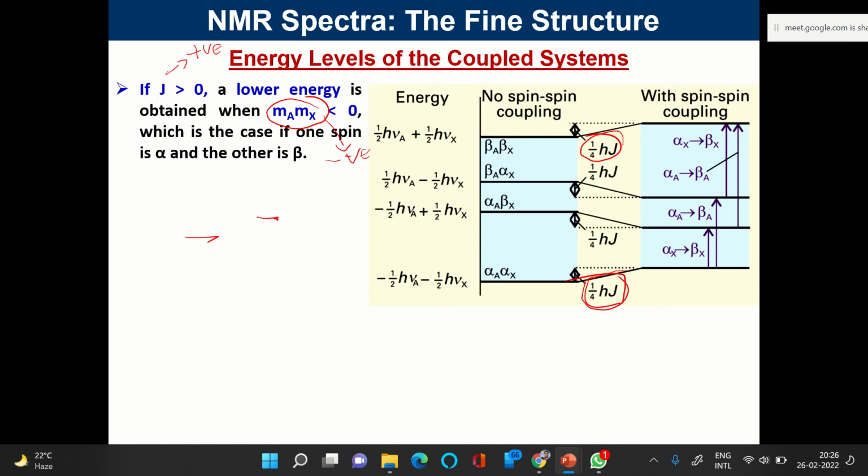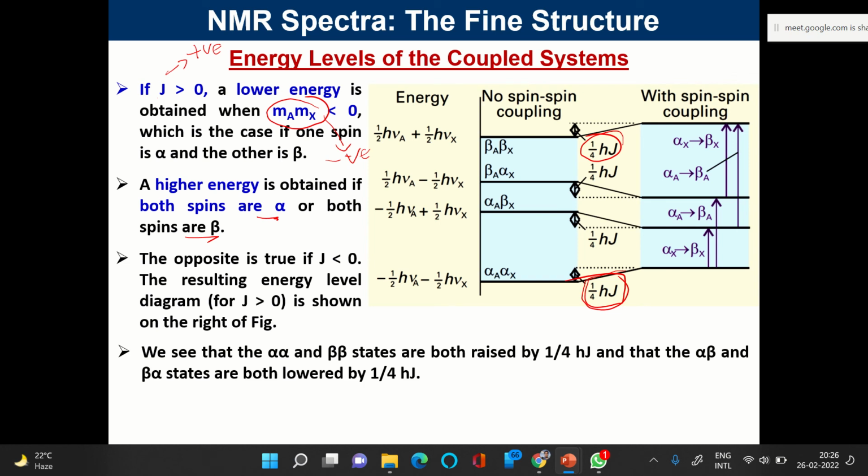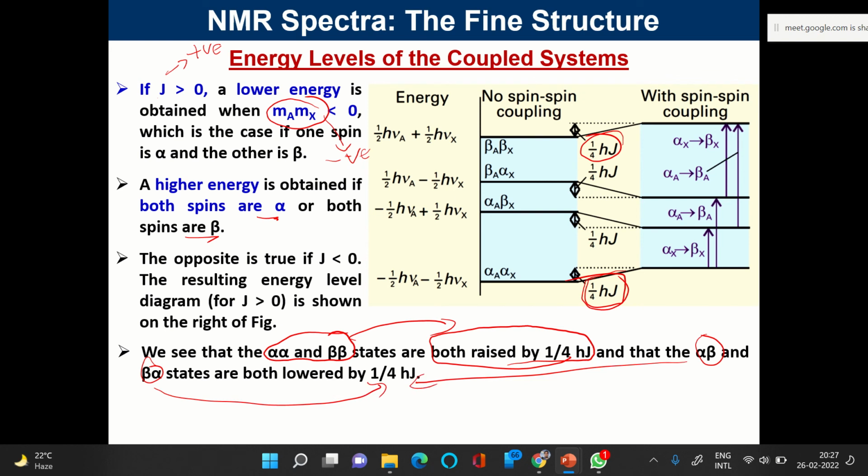In all other cases, when any one of them is plus half and the other minus half, the combination gives you minus 1 by 4, and that's why these two appear as a reduction of the values. So by simple consideration of putting in the values, you can realize how the energy increases by 1 by 4 hJ if the beta beta or alpha alpha state is there. Alpha alpha and beta beta situations both increase by 1 by 4 hJ, and when the alpha beta or beta alpha situation is there, it will decrease by the same amount.